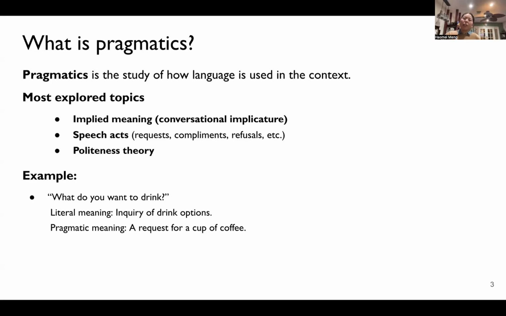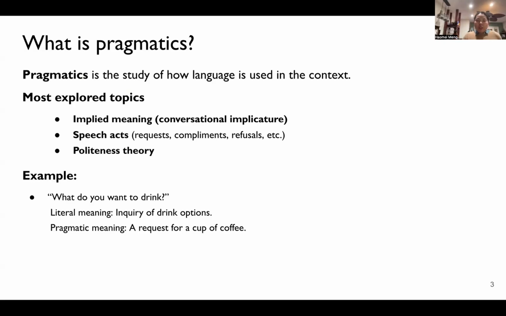So let's start with what is pragmatics. To simply put, pragmatics is the study of how language is used in the context. And the context is actually a very broad term. It includes the culture, gender, power relationship, or all the factors that are happening when the speaking or writing takes place. So far, three topics have been most explored: implied meaning, speech acts, and the politeness theory.